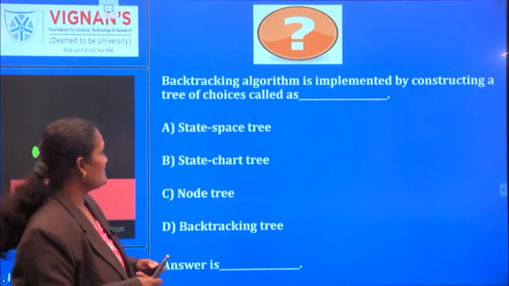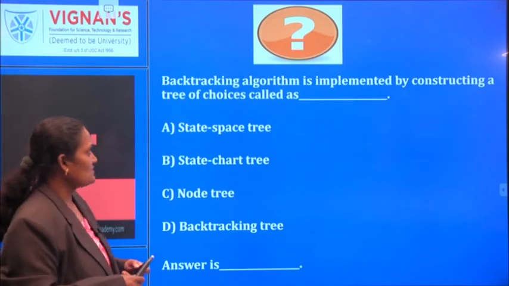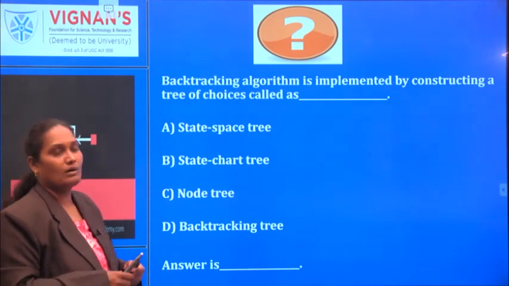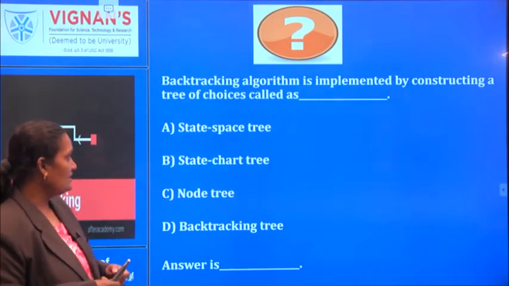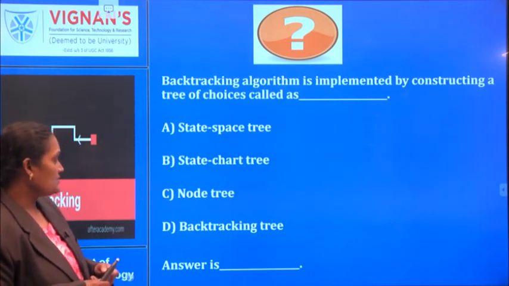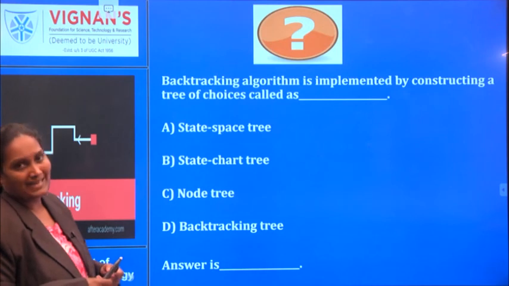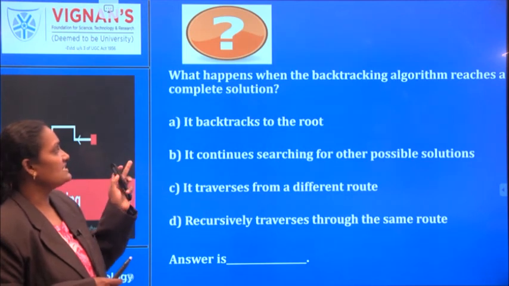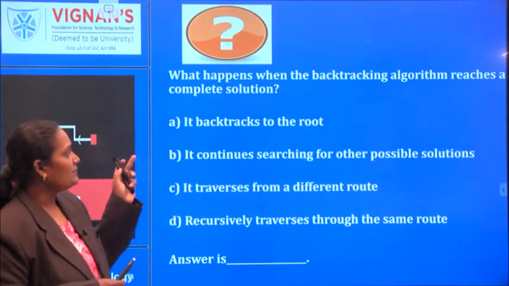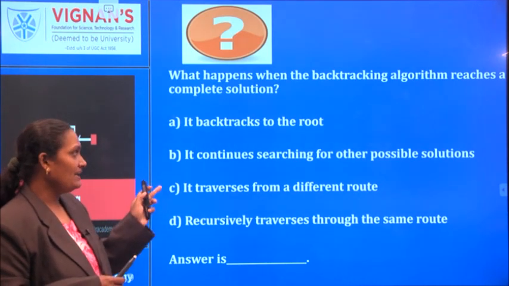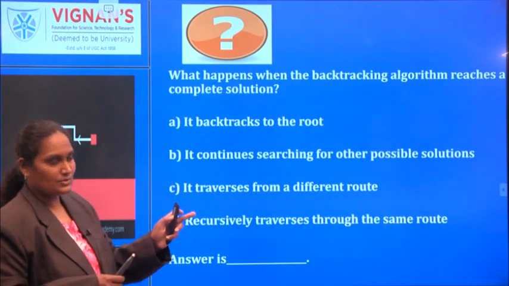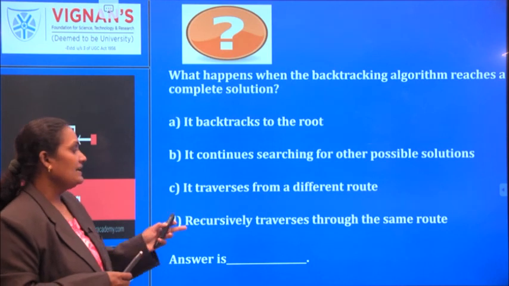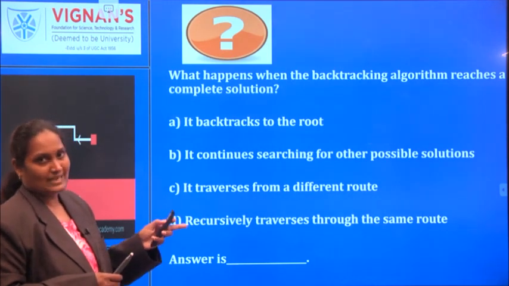To assess yourself, here I have given some questions. Please answer these questions. The first question is, the backtracking algorithm is implemented by constructing a tree of choices called as option A, state space tree, option B, state chart tree, option C, node tree, option D, backtracking tree. The next question is, what happens when the backtracking algorithm reaches a complete solution? Option A, it backtracks to the root. Option B, it continues searching for other possible solutions. Option C, it traverses from a different route. Option D, recursively traverses through the same route.